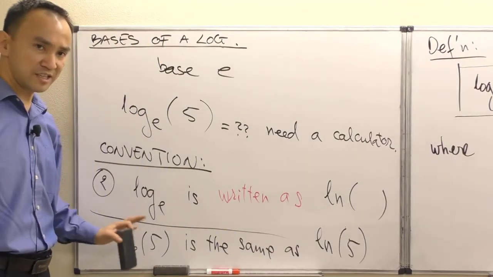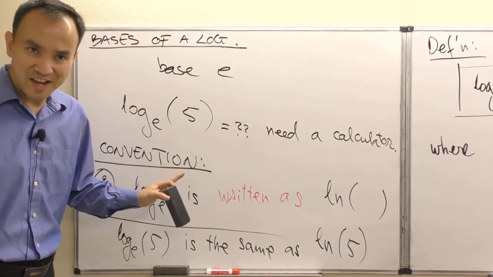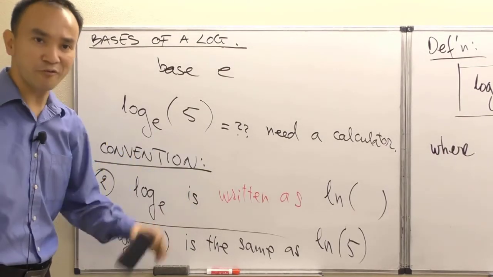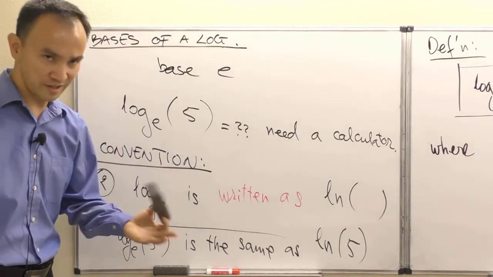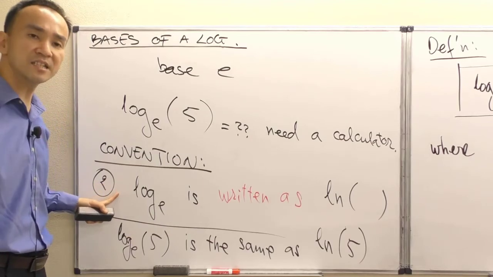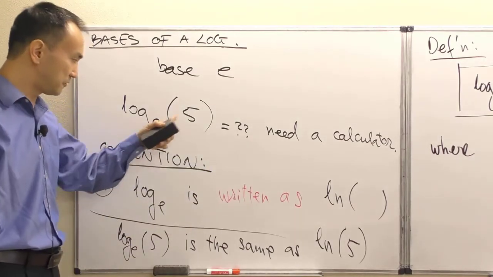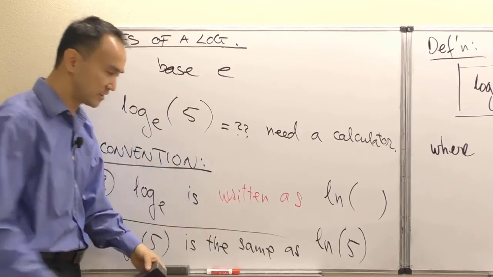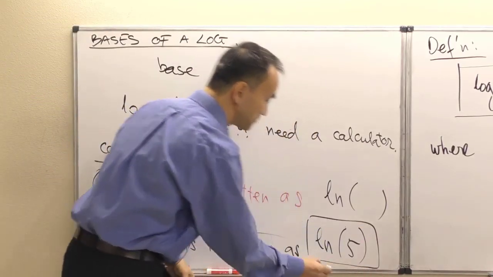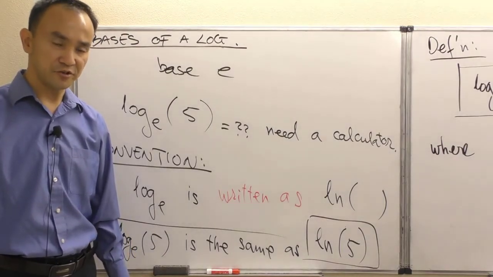Just like how I was saying with log base 10, nobody in the world these days writes log subscript 10. They write log, just log, skipping the base 10, because that's the convention. So now here's another convention. Log base e is written as ln. So log base e of 5, we write ln of 5. This is the worldwide accepted standard, the convention right there.